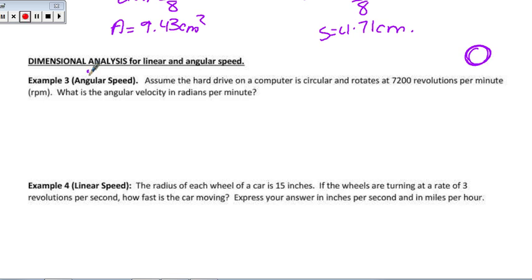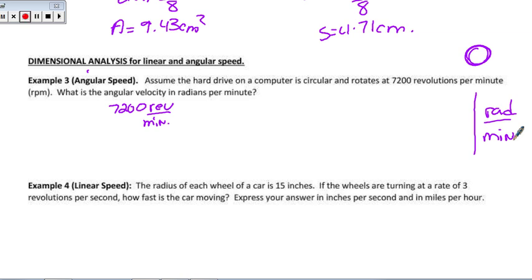So the problem says, assume a hard drive on a computer is circular and rotates at 7,200 revolutions per minute. They want to know what is the angular velocity. Velocity is another word for speed, in radians per minute. And on the side here, I just want you to show where you want to get. So we want to get to radians per minute.